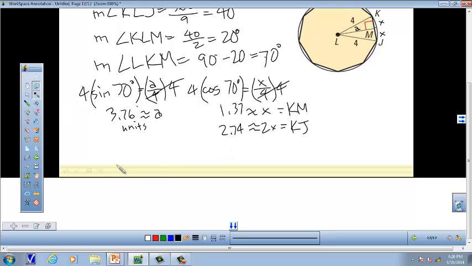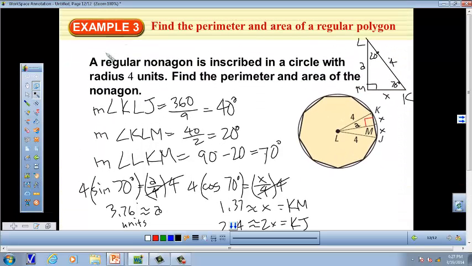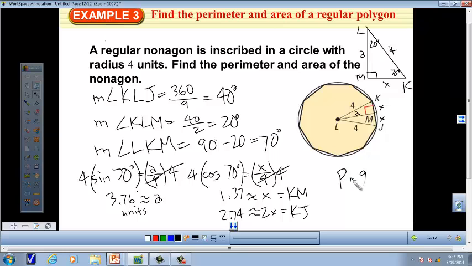Now, in order to find the area of this nonagon, we need to use the formula that we've been using all along. Oh, before we do that, we need to find the perimeter. We know that the length of one of these sides, KJ, is 2.74. Since there are 9 sides, I'm going to multiply 9 times that 2.74. So using the number on our calculator, we say times 9, and we get 24.63 units.